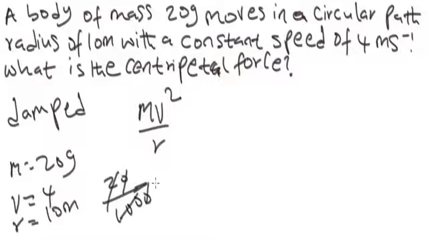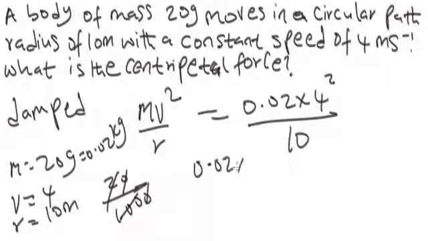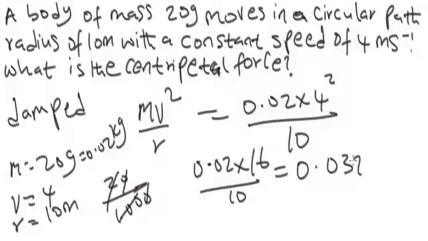So we'll be left with 2 divided by 100, which gives us 0.02 kg. When you substitute, you're going to have 0.02 times 4 squared over 10. When you simplify this, we have 0.02 times 4 squared, which is 16, over 10. Let me punch this in my calculator and get the value. Okay, so the centripetal force will be 0.032 Newton. So that will be the answer to this question.